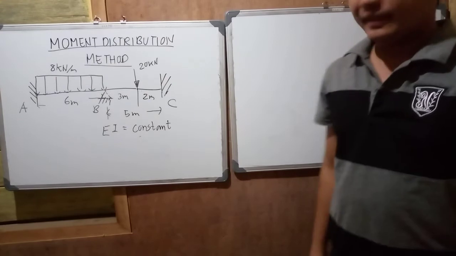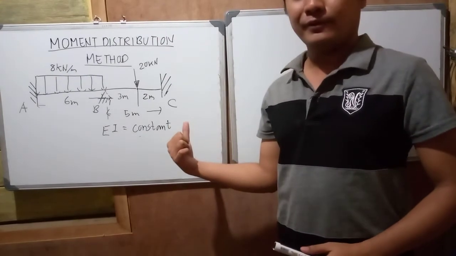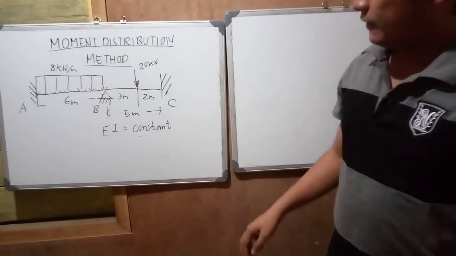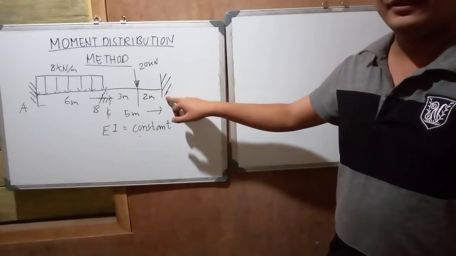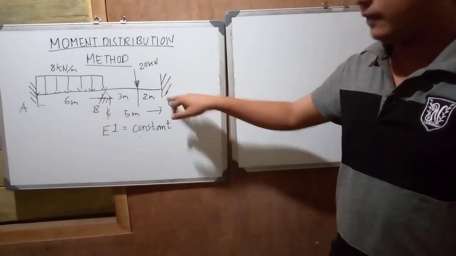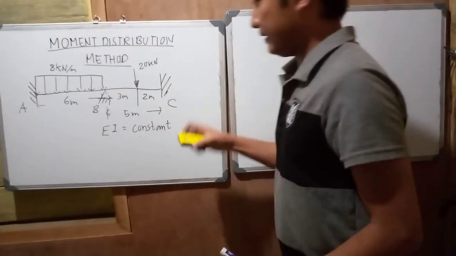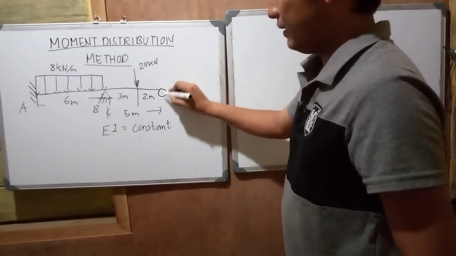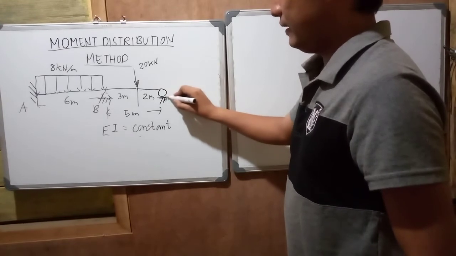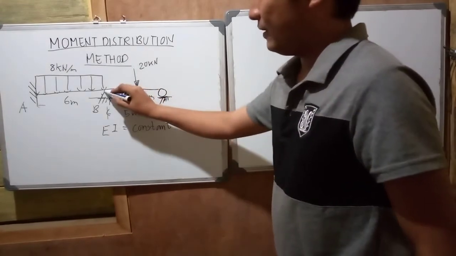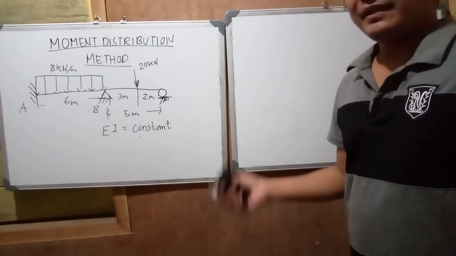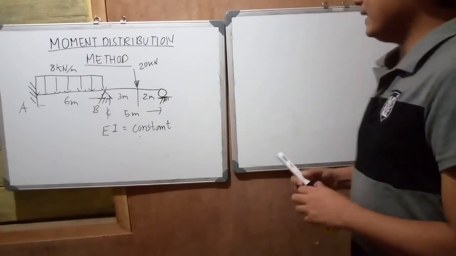So, okay. This is our last example from our first video, class. What if the support at C is a roller, okay? Let us say it's a roller instead of fixed. So, what will happen? Okay? When it's like this, we will still do the same thing. Let's start from the beginning.